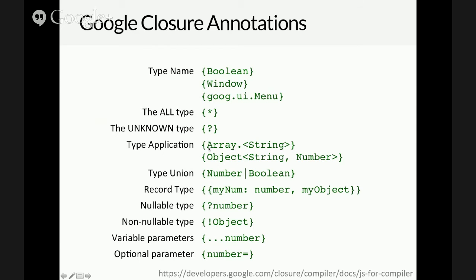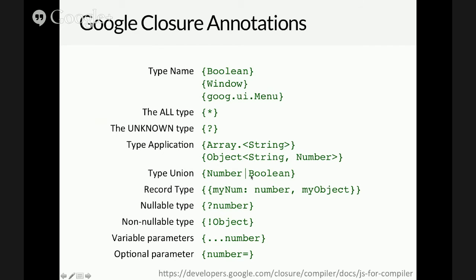There's a type application, which is like in other languages like Java, where you can parameterize a type. This says I have an array of strings. This says I have an object that is going to have a string property that points to a number. So this is an object where every property value is a number. You can have the dot here or not have the dot here. It doesn't really matter. I tend to not have the dot, but Google Closure shows it having the dot. I tend to write my documentation without using the dot.